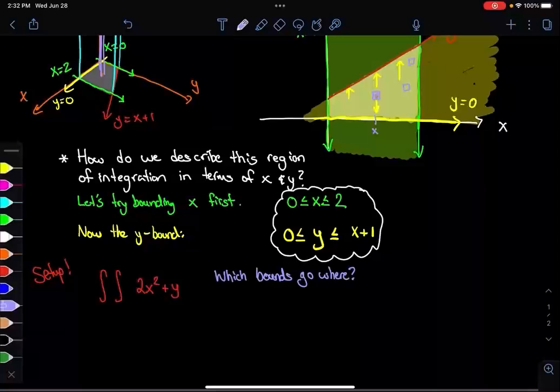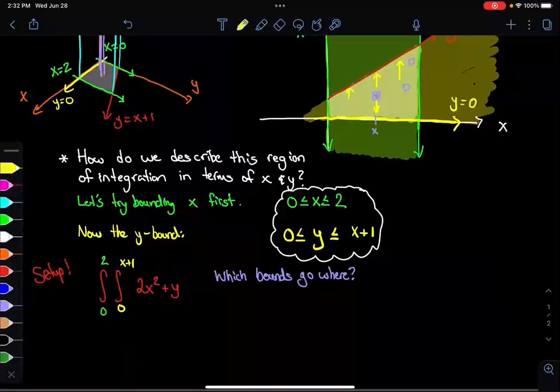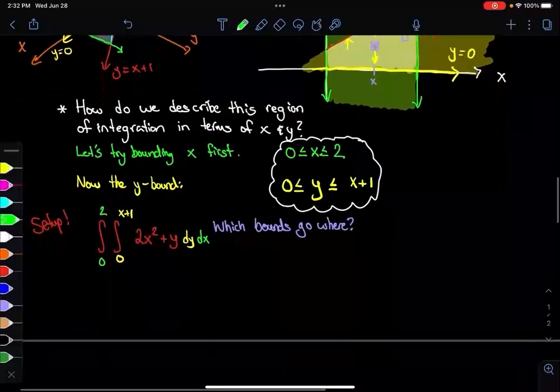There's really only two options. Either we're going to set it up like this, 0 to x plus 1, and then 0 to 2, in which case we set up our integral as dy and then dx, because remember that the first integral gets our first little dy, and the second integral, the one on the outside, gets the dx.